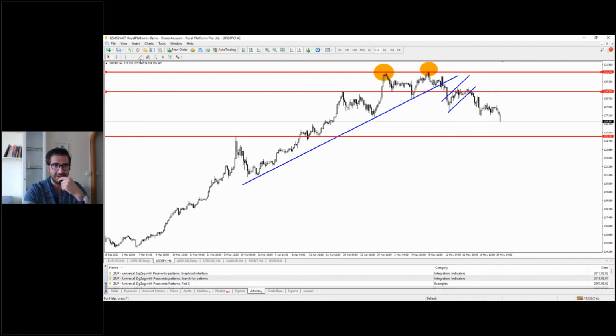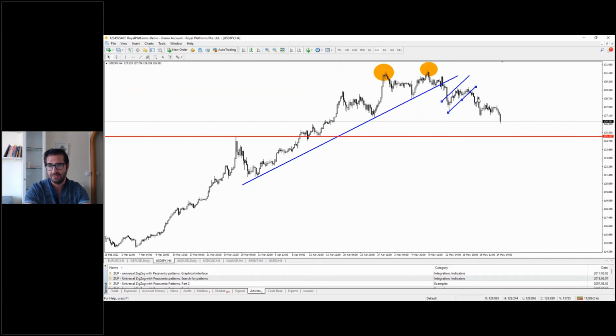So we have an impulse here, and then a correction, and we have another impulse here, where this new impulse will most probably end at 125.13. So USD JPY has a huge chance to move all the way down until the 125.13 mark. So let's see if this will happen in the coming hours. But this is the direction for USD JPY.